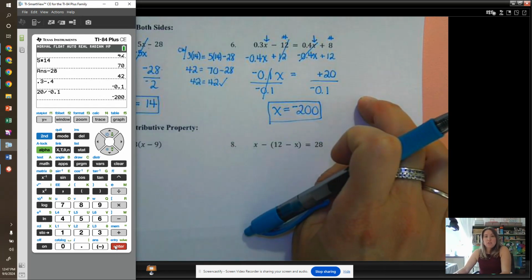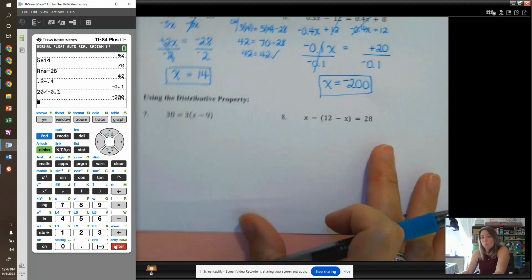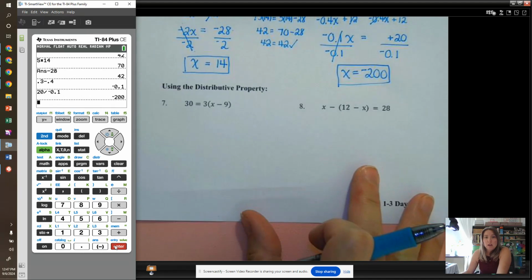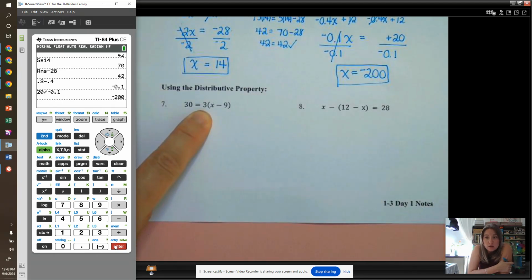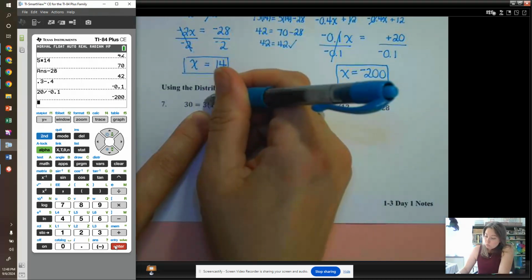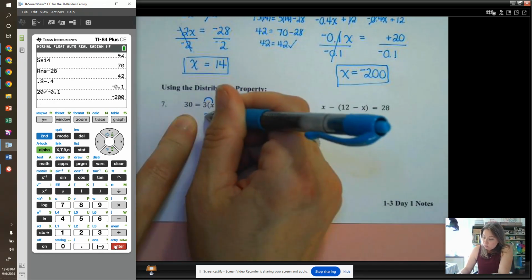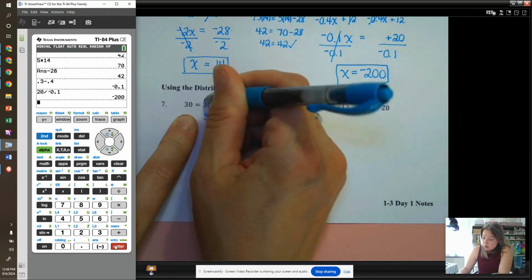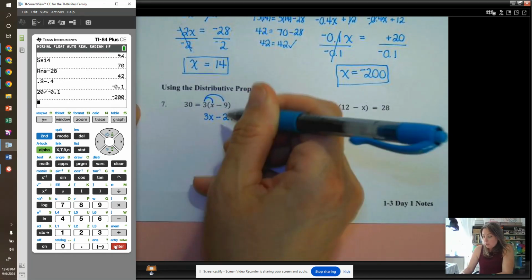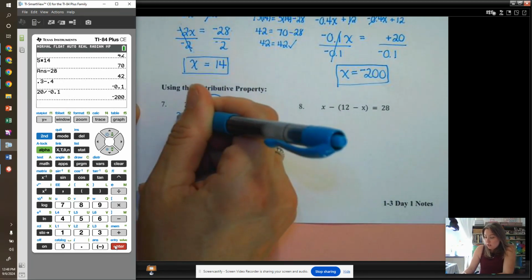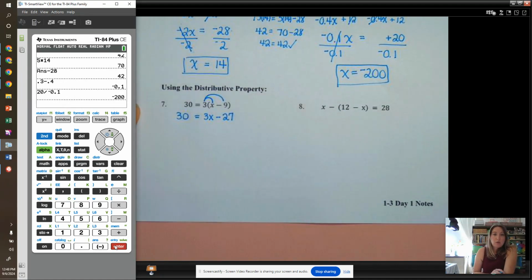Let's look at our distributive properties last. What if we have a number in front of our parentheses with no sign in between? That's where we distribute by multiplication to everything inside the parentheses. So 3 times x is 3x. 3 times negative 9 is negative 27. Bring down the equal sign and the 30 on the left that we didn't even do anything with yet.